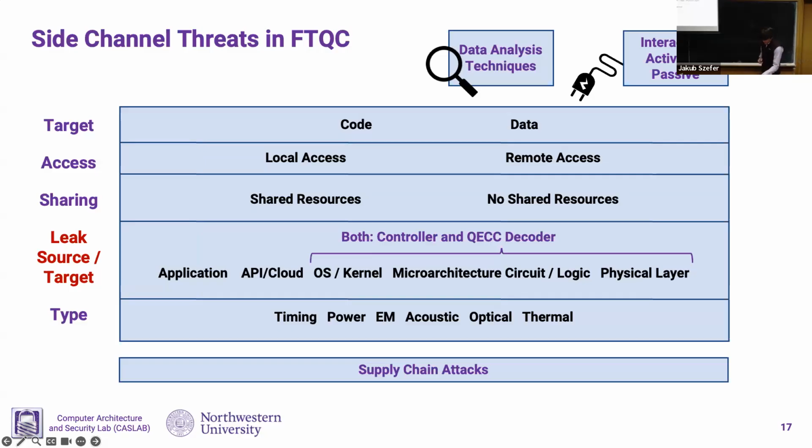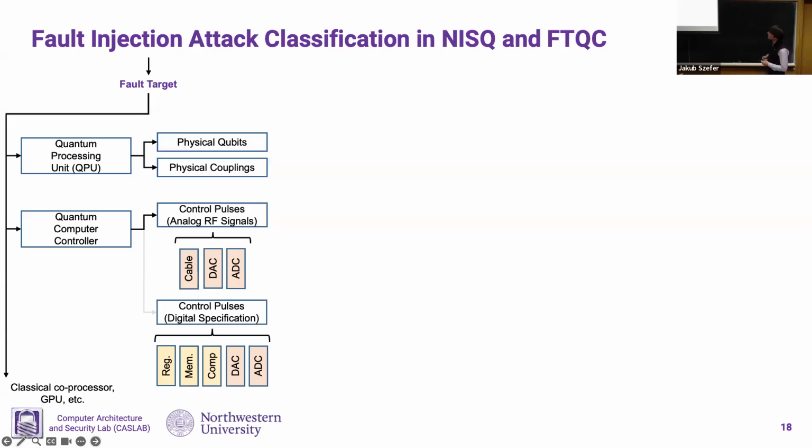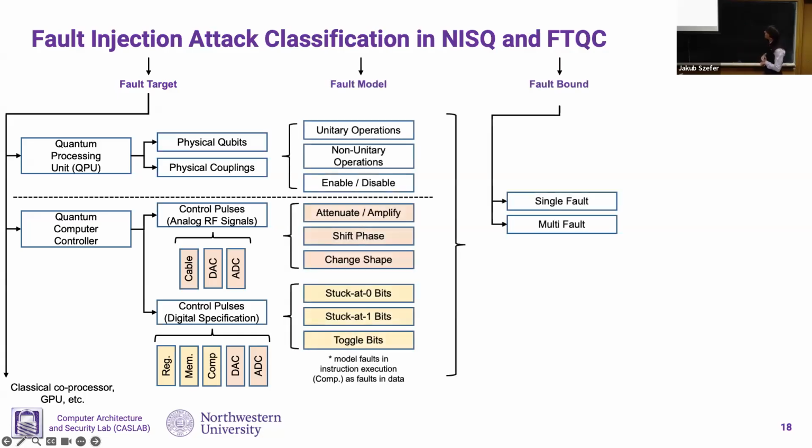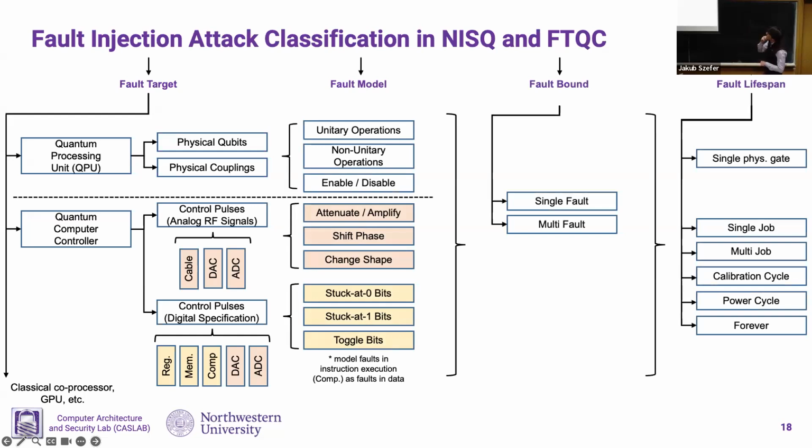Okay, pretty easy. So we had this classification for fault injection: the fault target, the fault model, the fault bound, and the lifespan. So what are you targeting for the fault, what type of faults could be possible, how many there are, and then how long the fault lasts.